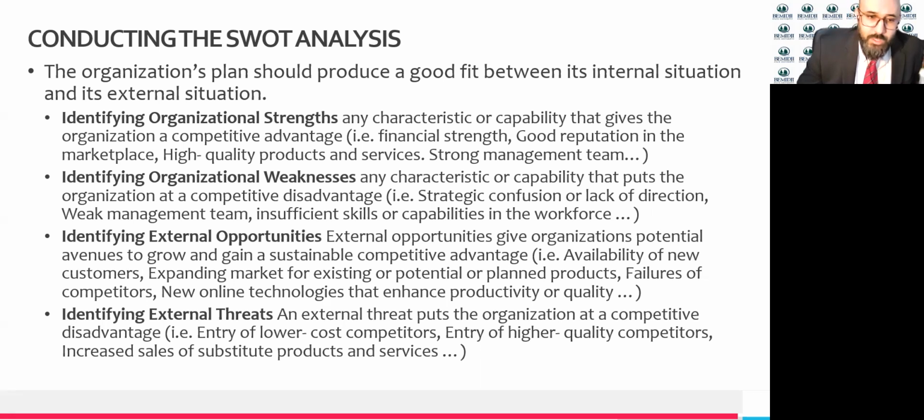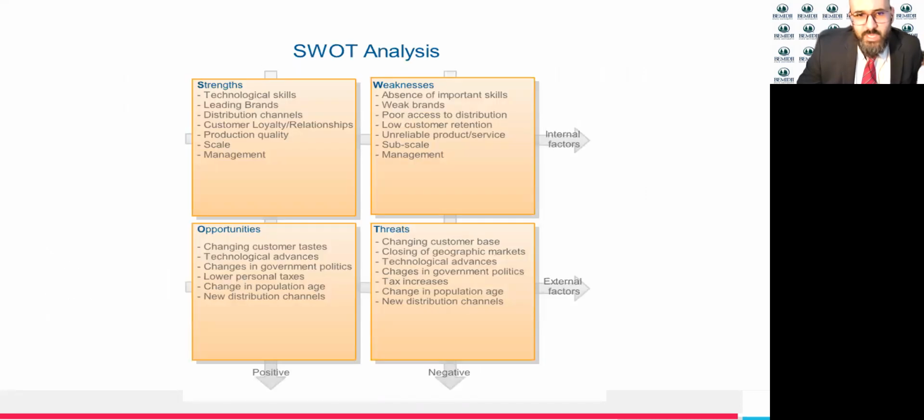Our threats could also be the factors that put the organization at a competitive disadvantage, such as entry of a low-cost competitor, entry of a higher quality competitor, or increased sales of a substitute product or service. Now, we summarize the SWOT analysis with these four squares. The first row would be the internal factors, the second one the external factors. The first column is for the positive factors, the second column for the negative factors.